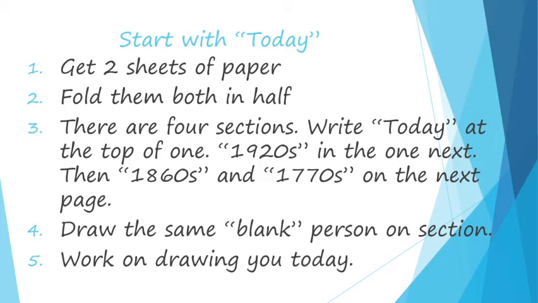The written instructions: you're going to use 2 sheets of paper. Maybe they're in your sketchbook, maybe they're not. You're going to fold them in half. You're going to end up with 4 sections. Write today at the top of one, then 1920s in the next. On the other sheet of paper, you're going to write 1860s and 1770s. And then we're going to draw the same blank person in each section. And then you get to work on drawing you today.